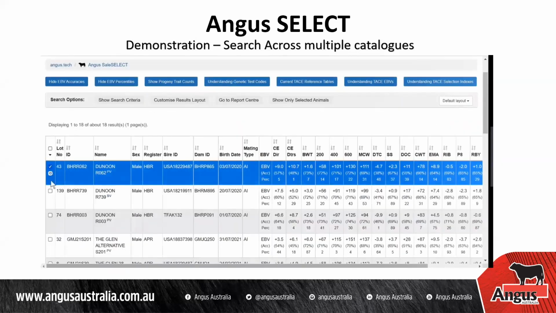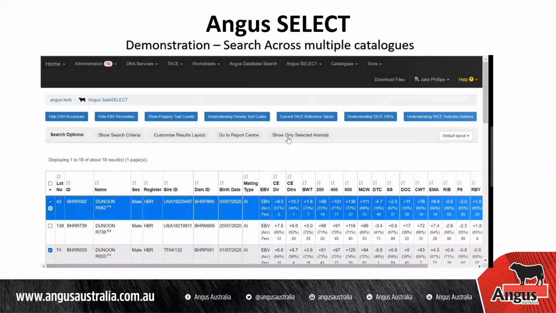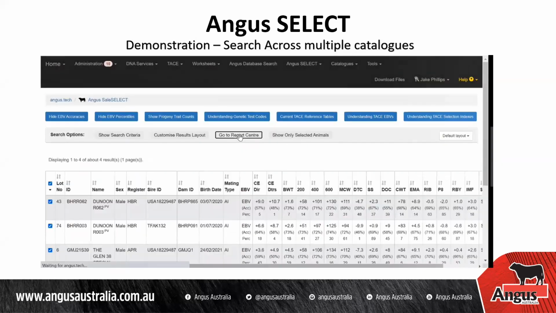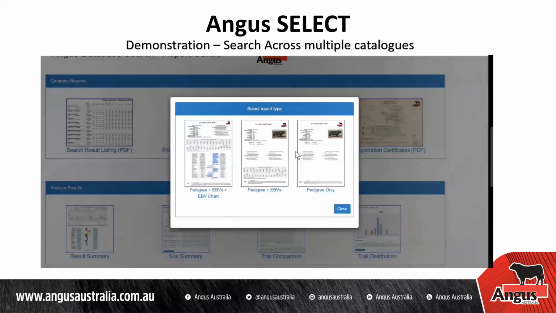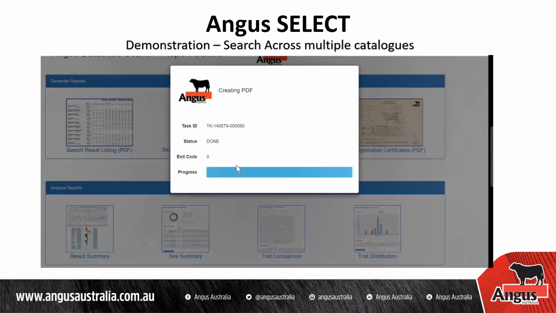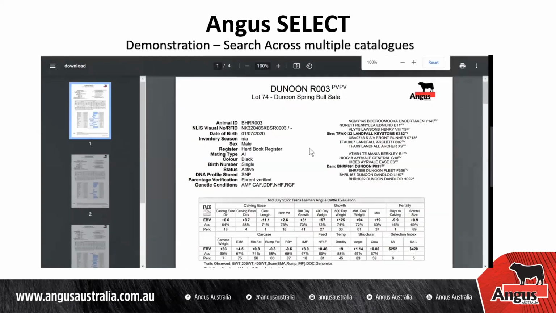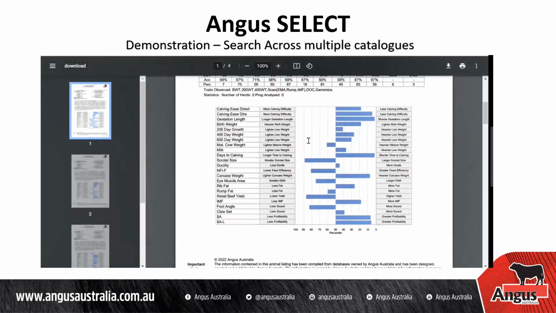Then again, we can go across and click on these boxes, go to only show selected animals, to the report center, and for this occasion we may print the detailed animal reports, including pedigree and EBVs. With the report running, it will then pop up for us. And we could then print these off for further discussion with the family or colleagues.